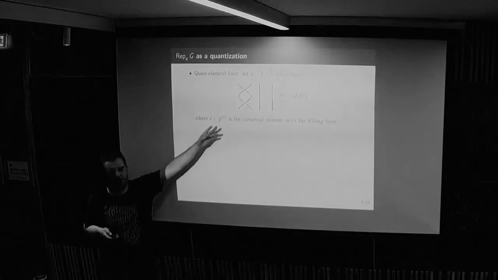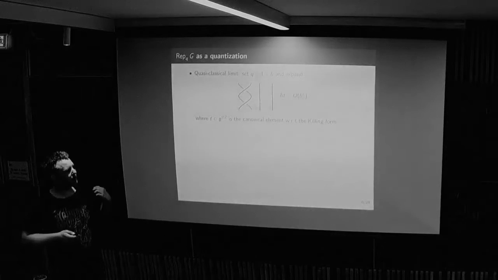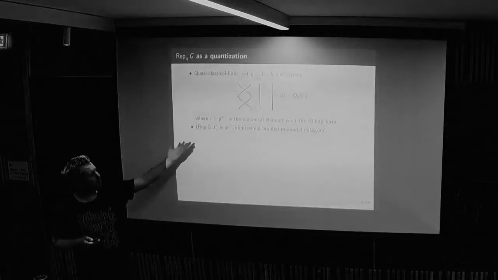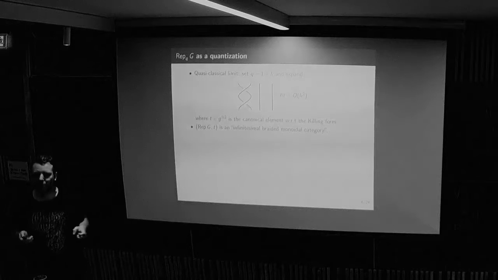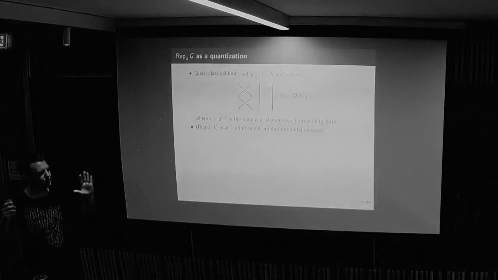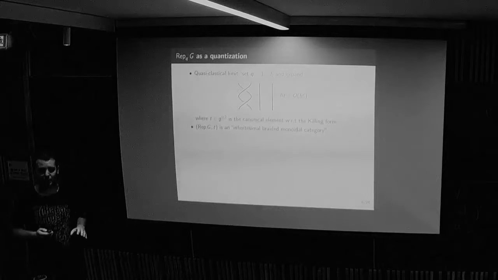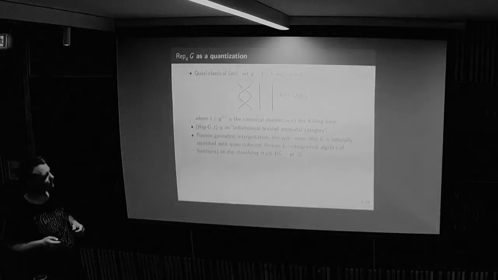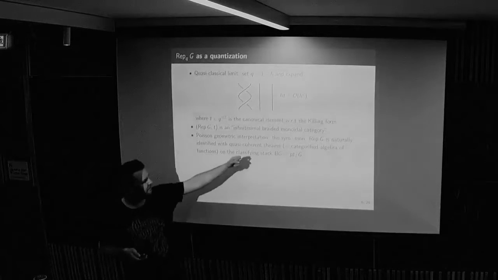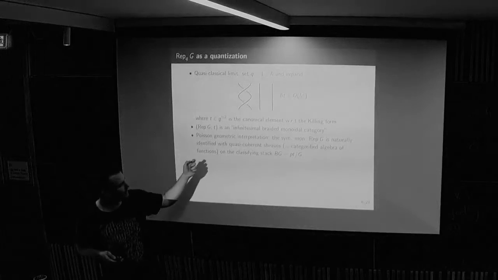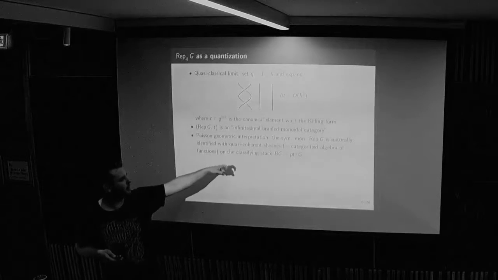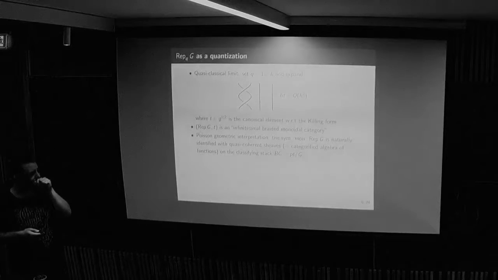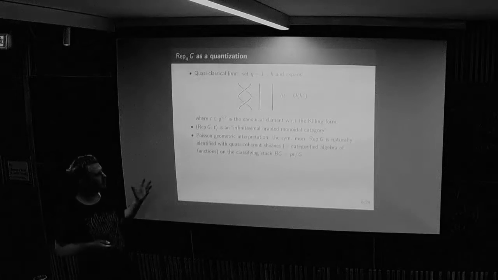And it turns out that this element is nothing but the canonical element associated with the Killing form. And that's why people call this structure an infinitesimal braided monoidal category, and of course there is some sort of analogy with deformation quantization of Poisson structures. But it turns out this analogy can be made rigorous. And the idea is that this category of G is really naturally identified with quasi-coherent sheaves on this classifying stack of G. So you should think of this as some sort of categorified algebra of functions.